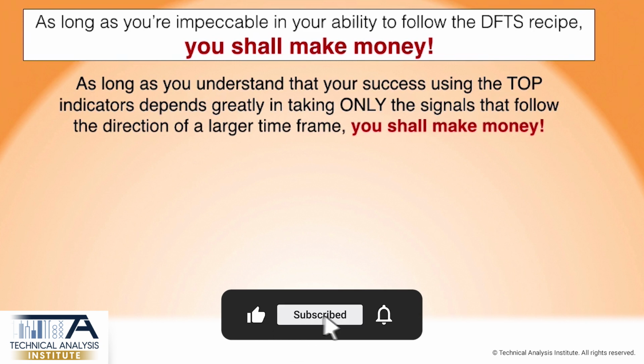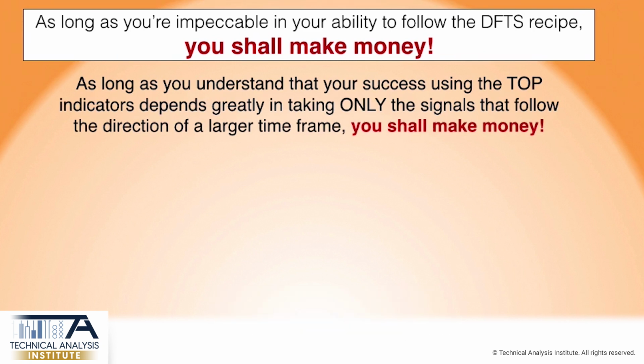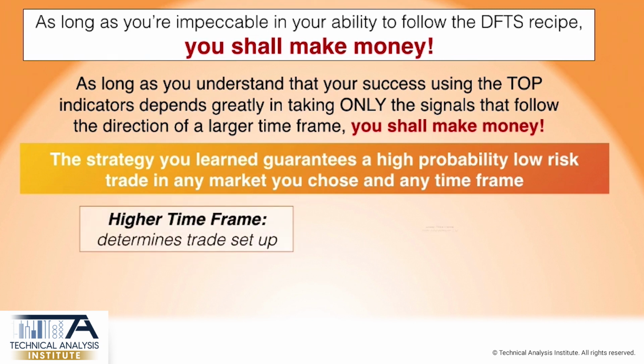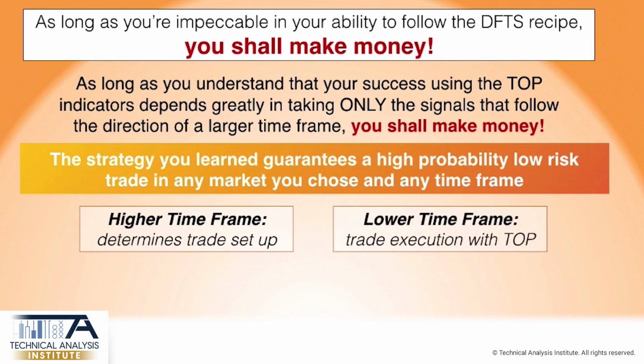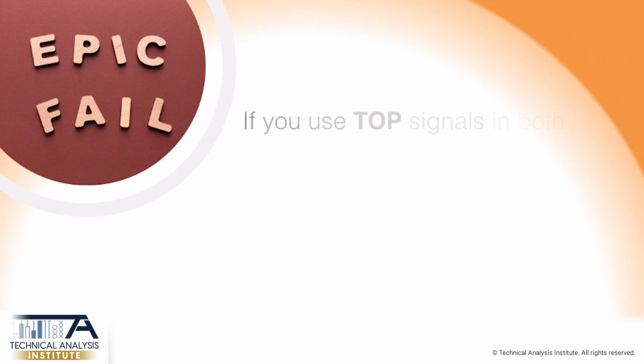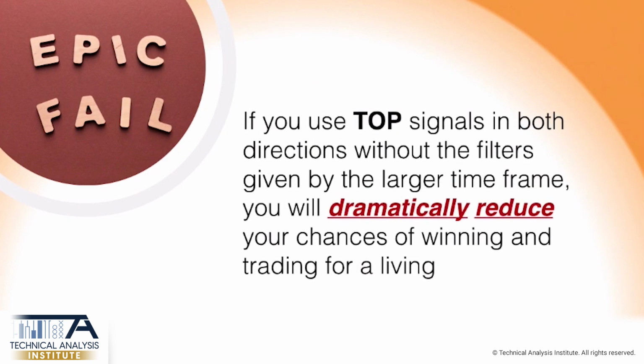What you have learned in this course is a trade setup that is completely objective, clear, easy to follow, and logical. It guarantees a high probability, low risk in any market you choose and in any time frame. Remember, the trade setup is determined by the higher time frame. The trade execution depends on top in the lower time frame. Your reference frame determines the conditions that must be met before you consider a trade using top. If you use top signals in both directions without the filters given by the larger time frame, you will dramatically reduce your chances of winning and trading for a living.